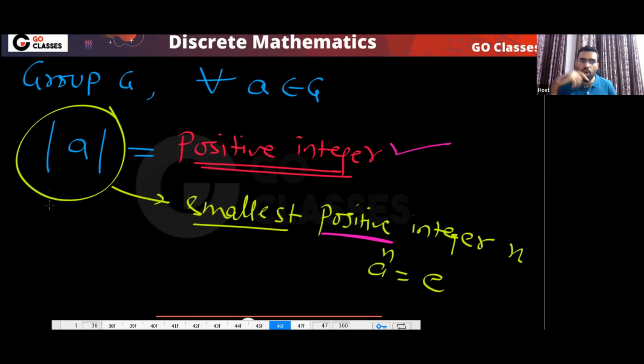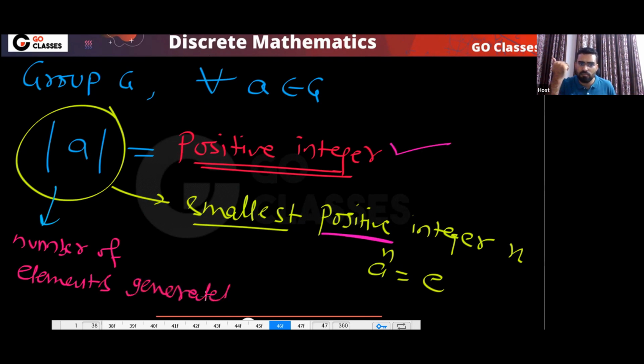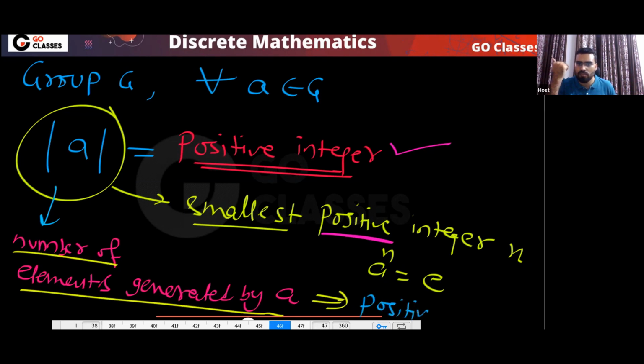Or you can think like this: this means A can generate how many elements? Can A generate a negative number of elements? Is it possible? Just think about it. No. So this is the number of elements generated by A, and that must be a positive integer. Of course, the number of elements generated by A should be a positive number.